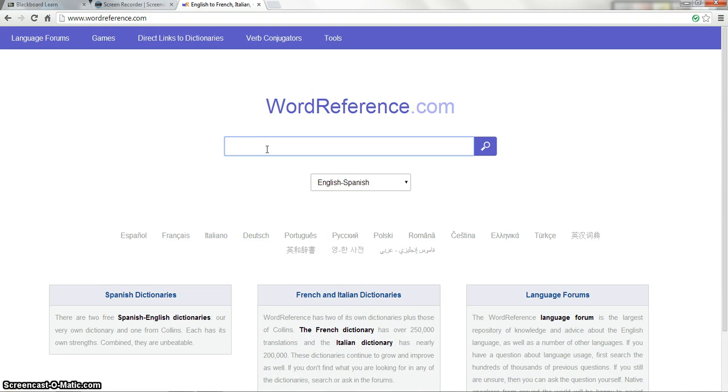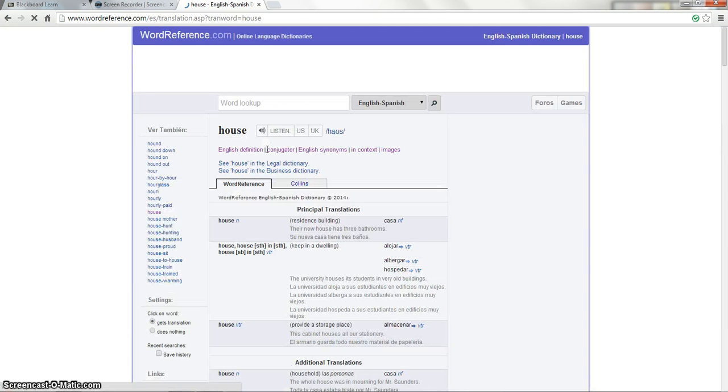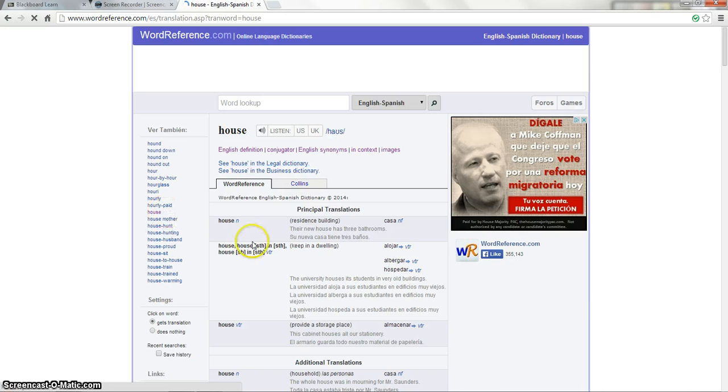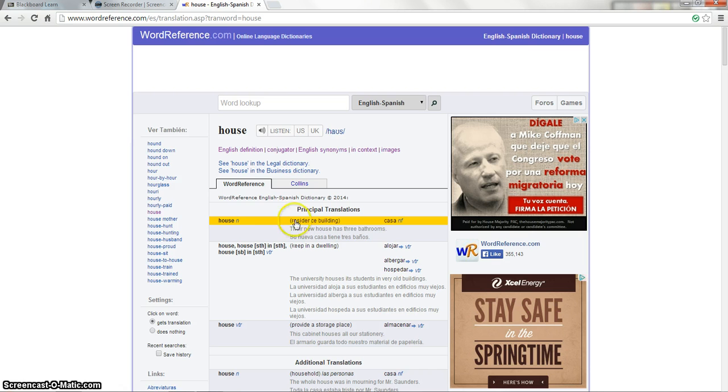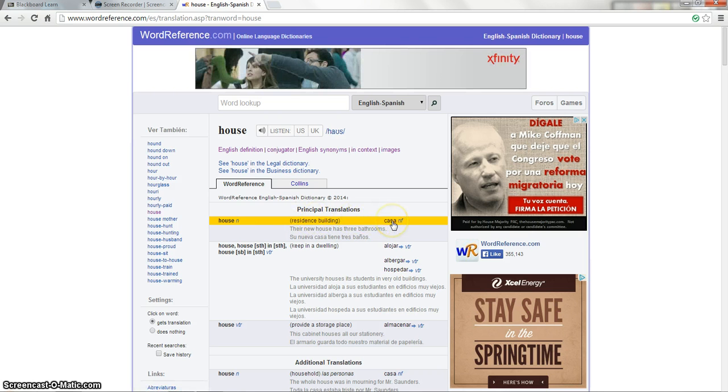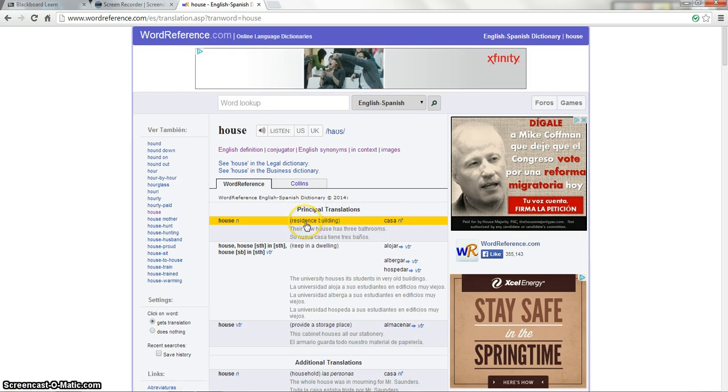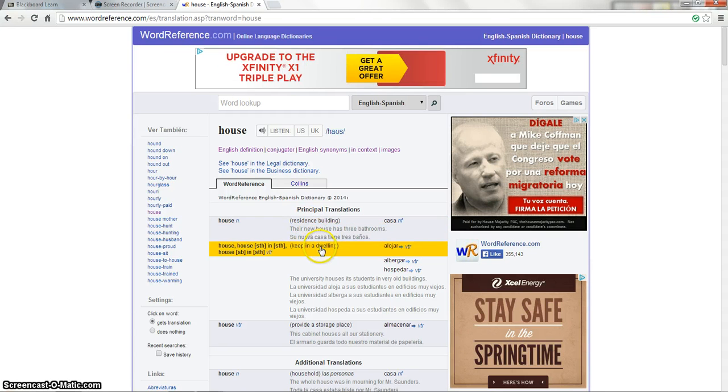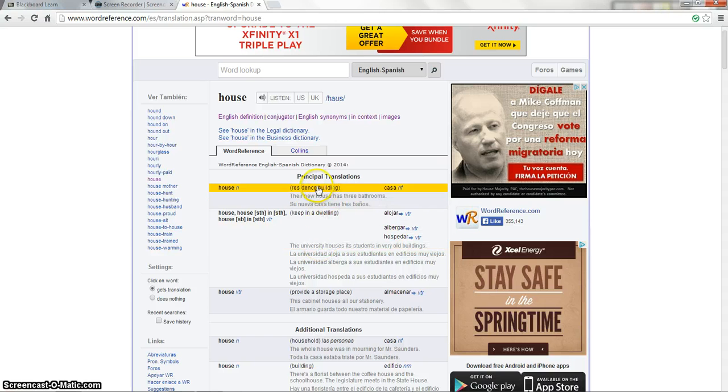So let's go to any word. We could use the word house and see what happens. So it will take you right here, and the first line you see for house gives you the definition to the right, which means casa in Spanish. So it means a residence building, most likely where you live. And there are other definitions for it. So the first one is the most reliable.